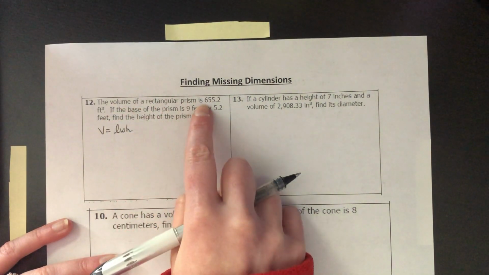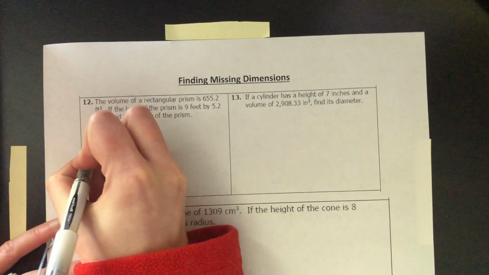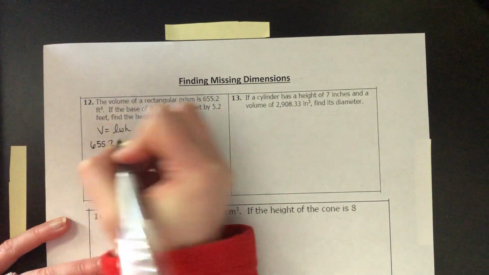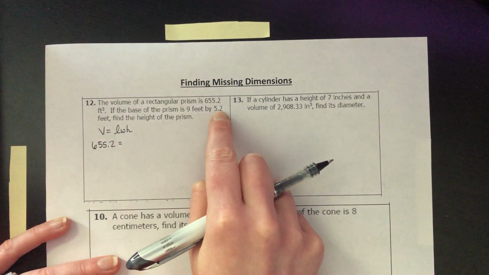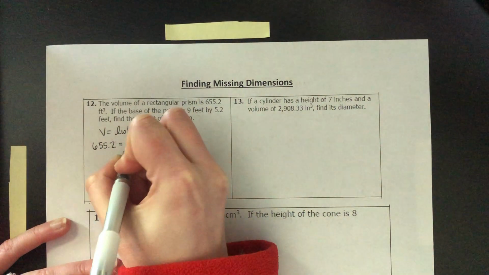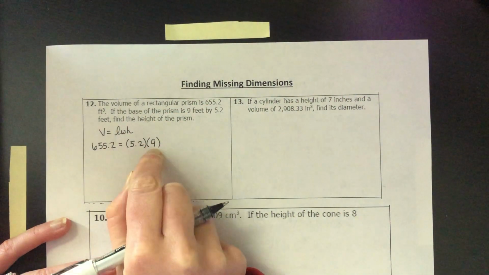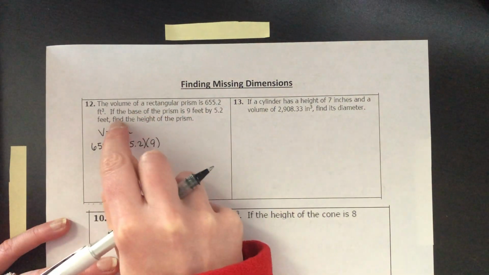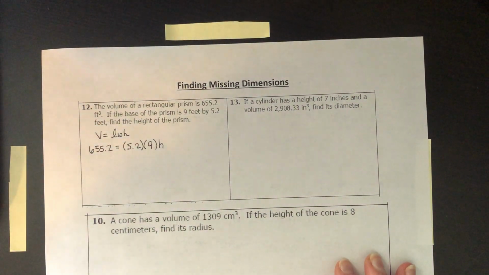The volume is 655.2. So I substitute in place of V, the volume, 655.2 equals, and they say, if the base of the prism is 9 feet by 5.2, find the height. So they're giving us the length, 5.2, and the width, 9. And you could have switched these because, again, remember, since we're multiplying all three together, it doesn't matter the order. But it says find the height, so I put h here. So now I have a variable to solve for.